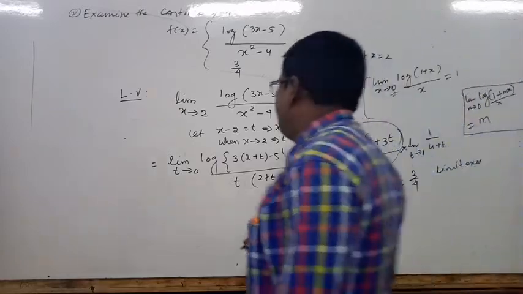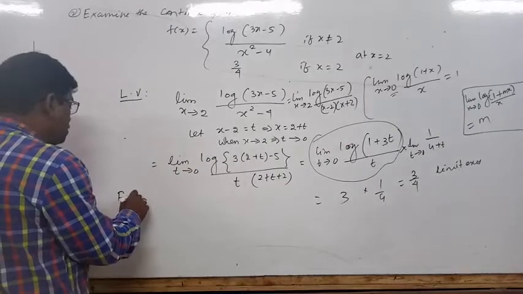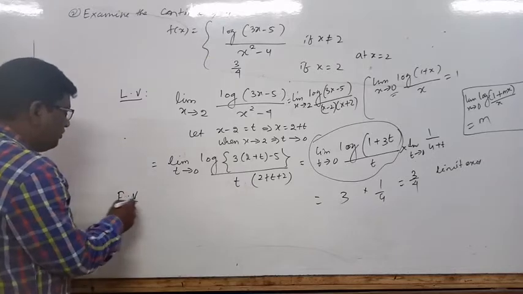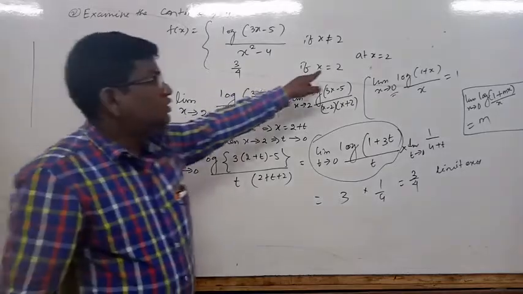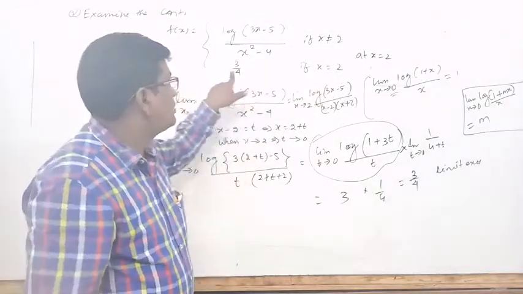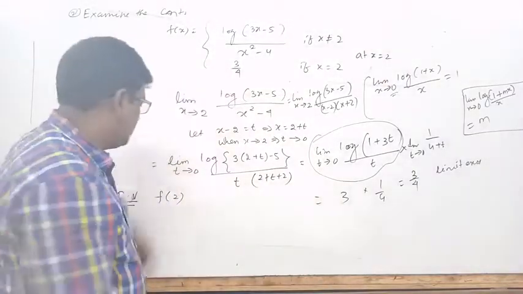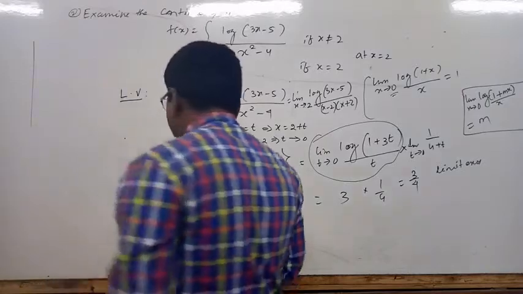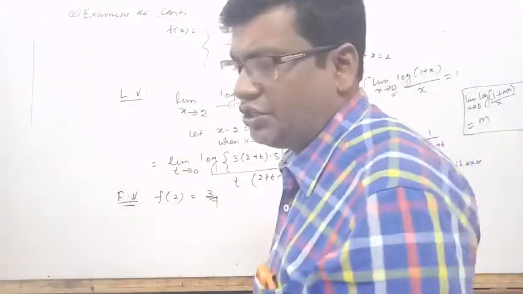Now functional value. What is functional value? Functional value: F for function, V for value. f of 2, here x is equal to 2, so the functional value will be 3 by 4. This is f of 2 equal to 3 by 4. As limit exists and equals functional value, therefore the function is continuous.